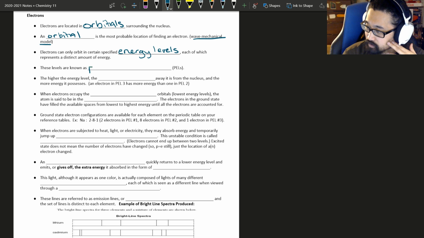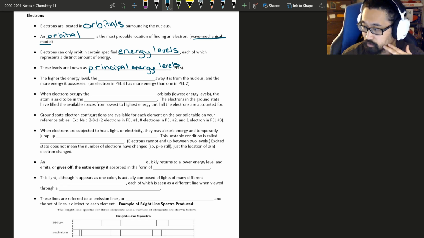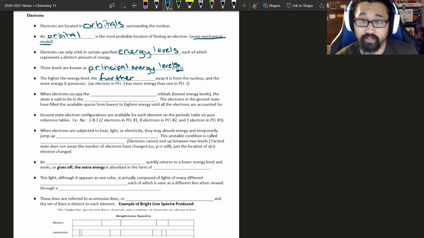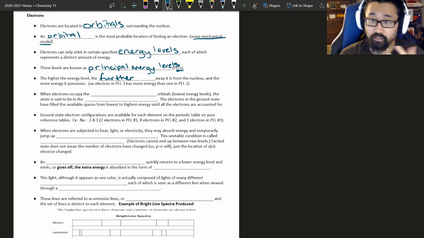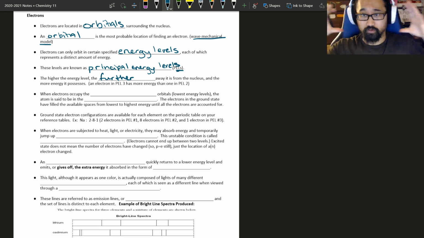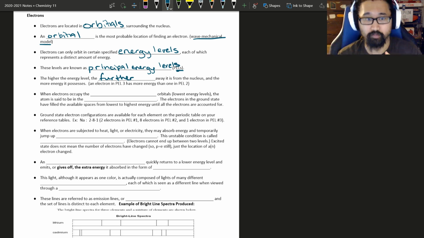The levels themselves are known as principal energy levels, or PELs for short. All right, the higher the energy level is, the further away it is from the nucleus, and the more energy it has. So this is, again, kind of review. We talked about that before. As you get further and further away from the nucleus, electrons have more and more energy.